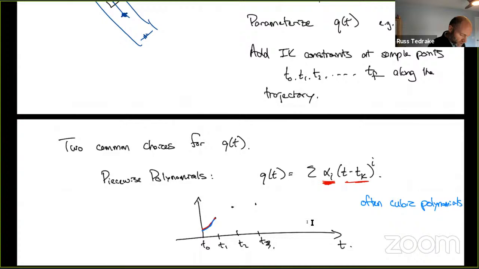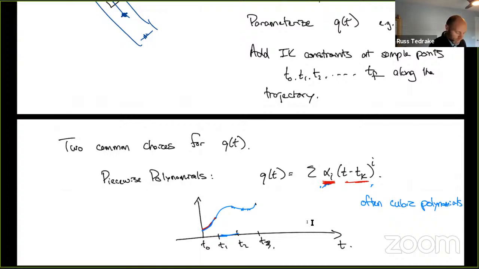And we can solve for a handful of these things for each interval of time. We'll write a piecewise polynomial. Evaluating Q of T at any particular sample point is a simple equation, and taking the gradients of this with respect to the coefficients alpha is a simple thing for our optimizer to do.